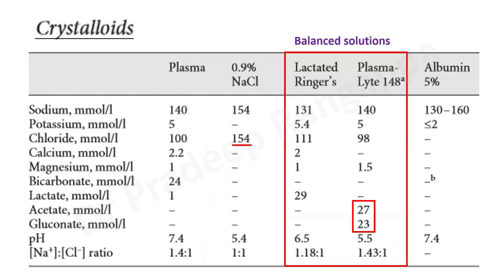Just to show the different constituents of different fluids: as I said, if you are using excess saline, or if the fluid deficit is more, your chlorides will start going up. So keep an eye on the chlorides, because these chlorides may contribute to hyperchloremic acidosis, and the acidosis may not get corrected. That is when it is desirable to change to a balanced solution like Ringer lactate, because here, as you see, the chloride level is much lesser than saline. It's 111 and 98 in Plasma-Lyte. And here they have acetate and gluconate as additional constituents.